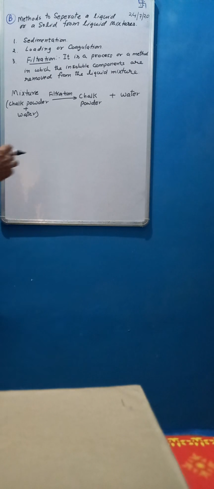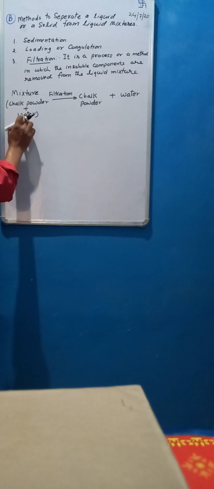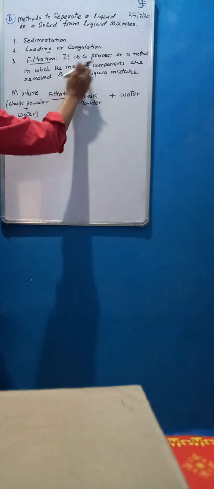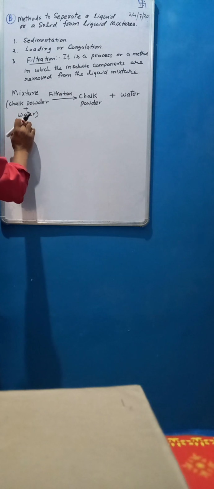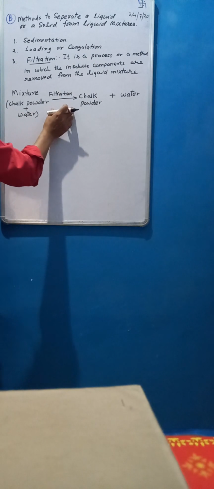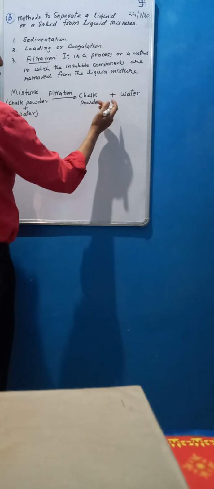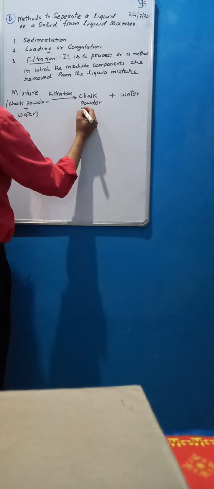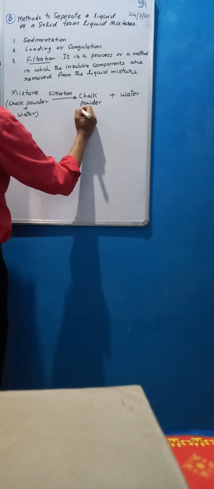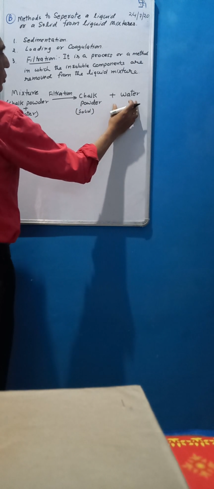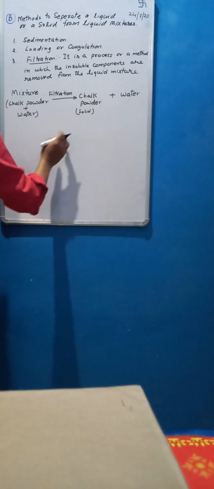So I will again explain, this is a mixture of chalk powder plus water. Chalk powder is solid, or we can say it is an insoluble component, and it is mixed with water. When we do filtration, chalk powder is left behind and water is separated. Chalk powder is your insoluble component, or it is solid, and we get clear water after doing the filtration.